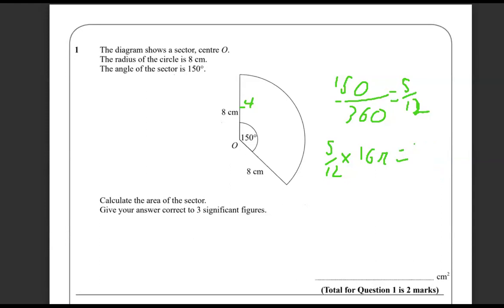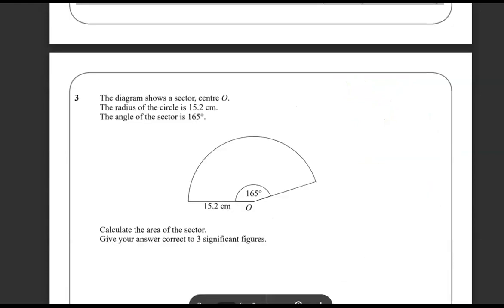Wait, let me do it again. Let me do, wait 1 minute. That ain't 16. So 8 squared is 64. So 5/12 times 64 pi is 80 pi over 3. Is that right? That's fine. You have to make sure that you put the answer as a decimal.